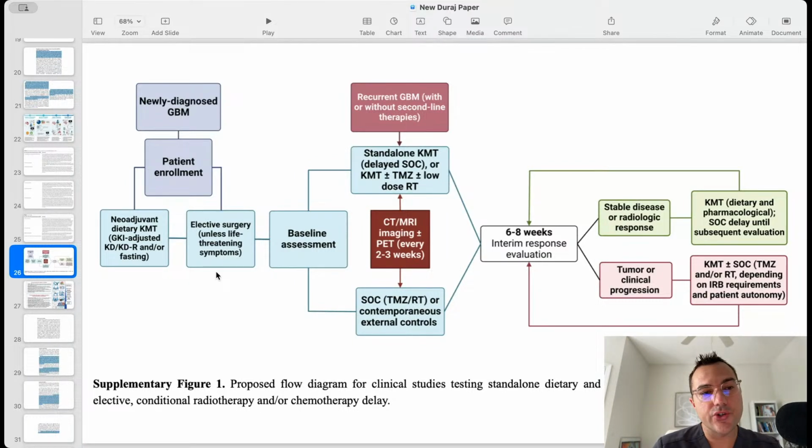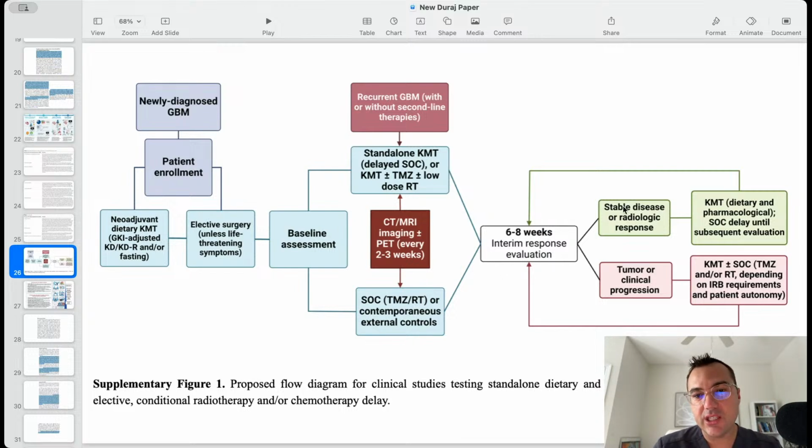And then an elective surgery, and less life-threatening, of course, that's always a very, very real possibility of it being a life-threatening situation. But if it's an elective surgery, then do your baseline assessment after you have your debulking or your surgical resection, and then here's standalone ketogenic metabolic therapy, delaying the standard of care, or maybe adding in the standard of care, and looking every 6 to 8 weeks at what your response is.